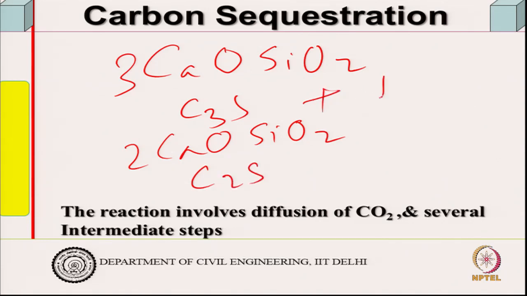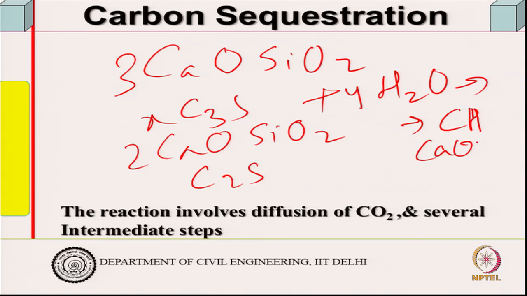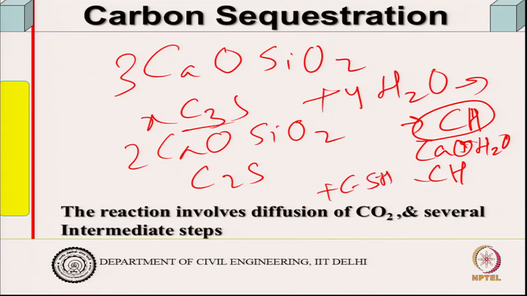This, when it reacts with water, produces some amount of calcium hydroxide, which you denote as calcium hydroxide with oxide and water, something like this. In this abbreviated form, we write calcium hydroxide as CH. It produces some CH plus calcium silicate hydrate, calcium silicate hydrates as we call it.